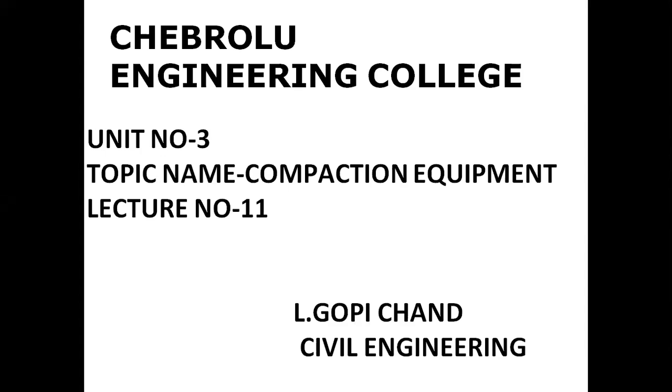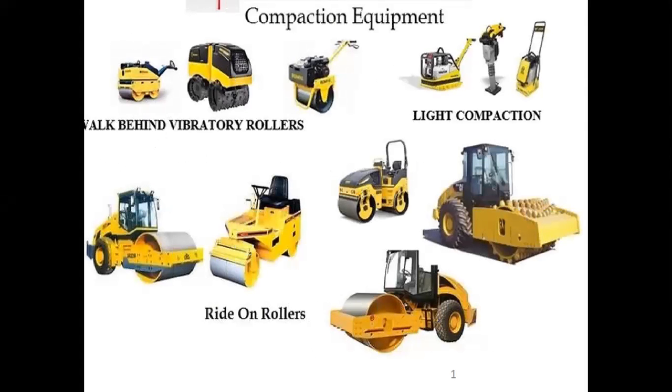In this lecture, we are going to discuss the compaction equipment. Why do we require compaction while construction, and what are the different types of equipment used in the compaction of soil? These are the different types of compaction equipment: walk-behind vibratory rollers, light compaction equipment, and ride-on rollers.